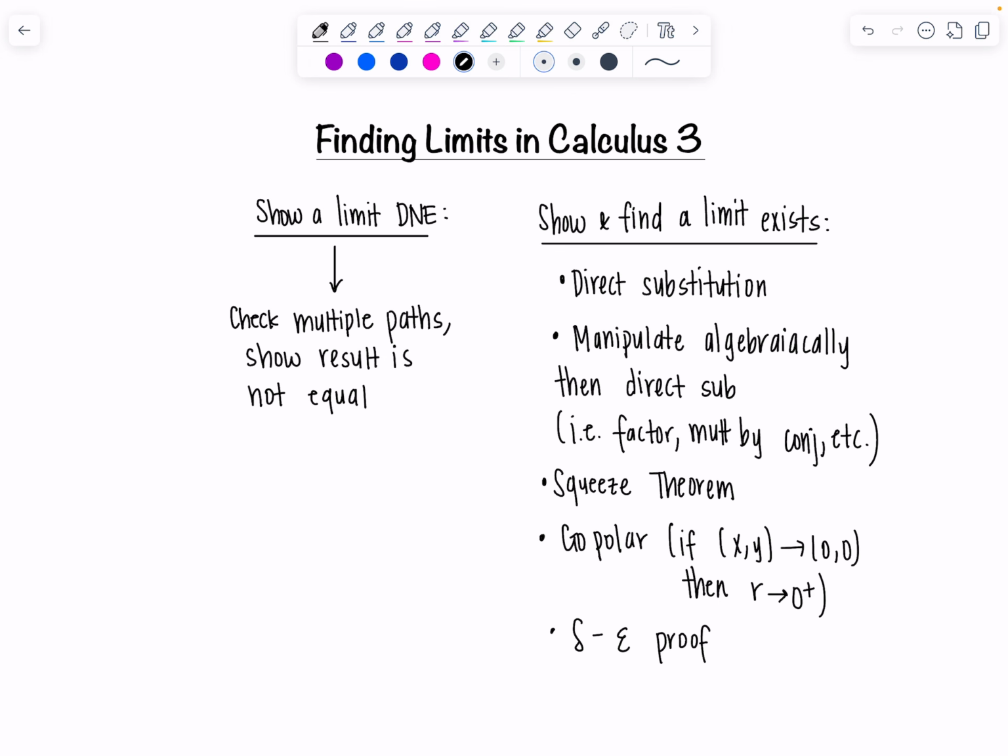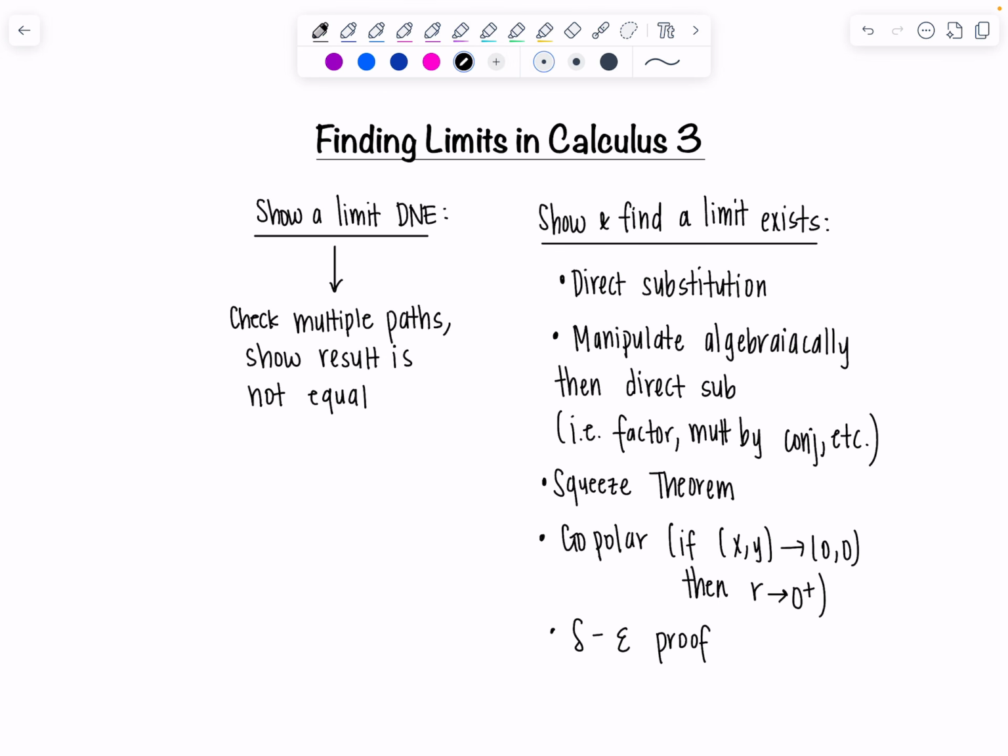You're going to be doing one of two things, showing a limit doesn't exist or showing it does exist and finding its value. Which of those two you're doing determines your approach, okay? The only reason you should be checking multiple paths is solely to show that a limit doesn't exist. Remember, limits in multivariable calculus are different than the ones that we learned for functions of one variable.